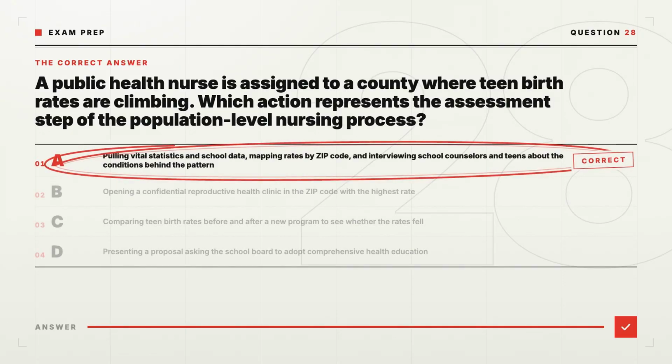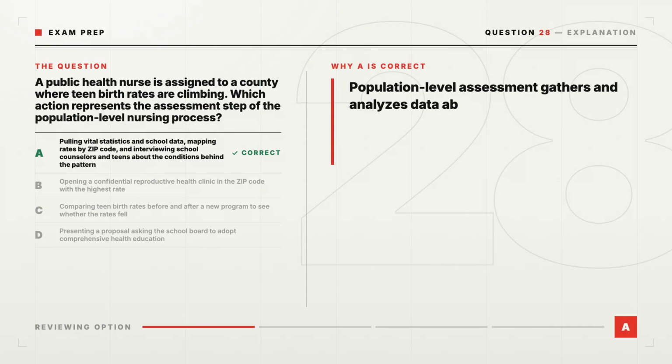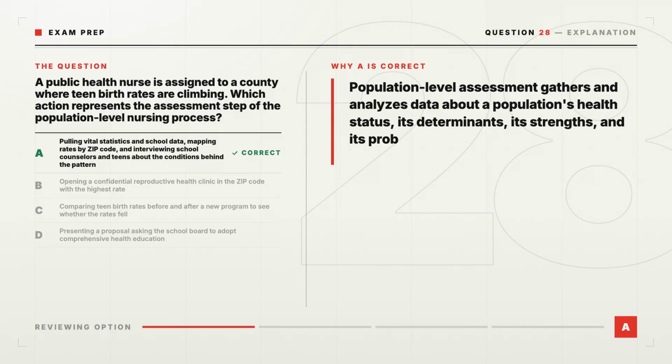The correct answer is A. Pulling vital statistics and school data, mapping rates by zip code, and interviewing school counselors and teens about the conditions behind the pattern. A is correct because population level assessment gathers and analyzes data about a population's health status, its determinants, its strengths, and its problems. Vital statistics, geographic mapping, and key informant interviews are its standard instruments. And together they turn a vague sense that something is wrong into a specific, located, explained problem. This is the population counterpart to a head-to-toe assessment.